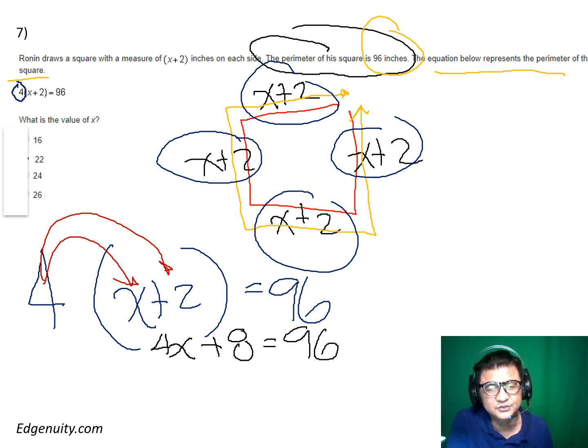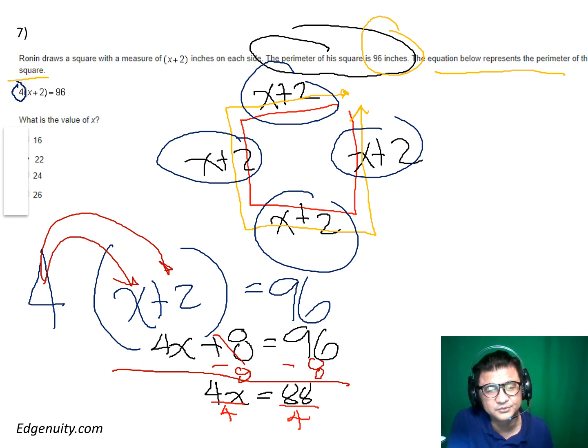Okay, now let's solve for a two-step equation. That's minus 8 on the left, minus 8 on the right. I showed it. So the remaining answer would be 4x equals 88. I want x to be alone. Divide by 4 to the left, divide by 4 to the right. Cancel, cancel. X is 22. So that's the answer, 22.